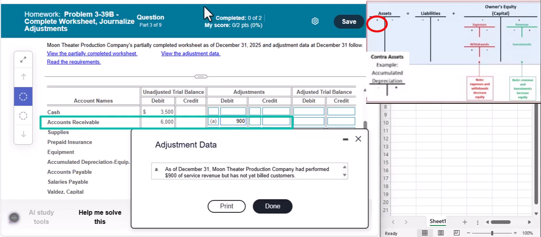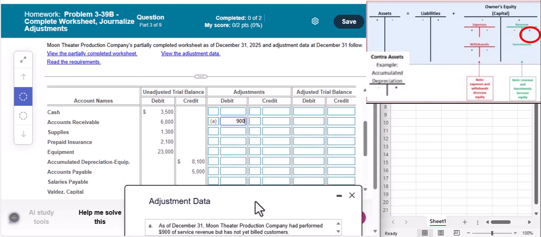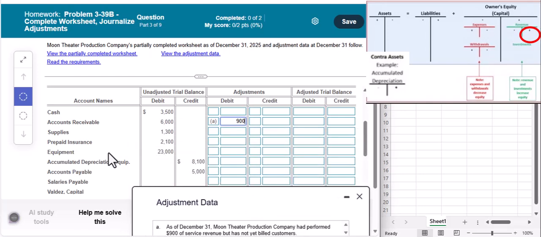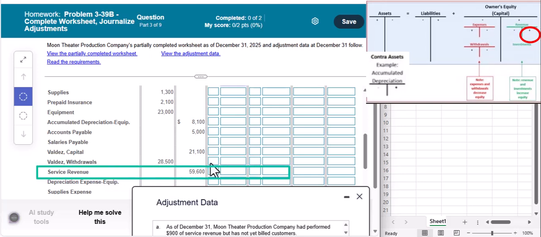And then why do they owe us some money? That's because we performed a service. So we need to increase revenue. And then how does revenue increase? Revenue increases with a credit. So let's go ahead and find our revenue account. So we have service revenue here. And then just keep in mind that we are crediting this. So we will be moving into this column here. So this is going to be A. We're still working on transaction A on the credit.